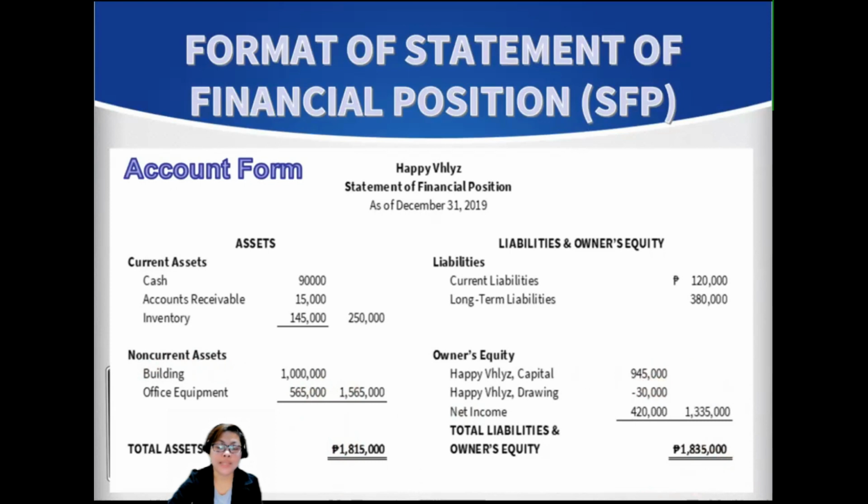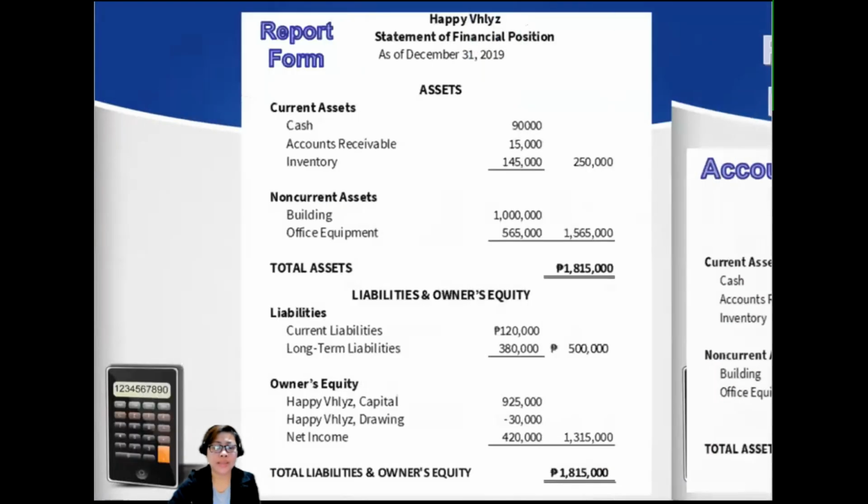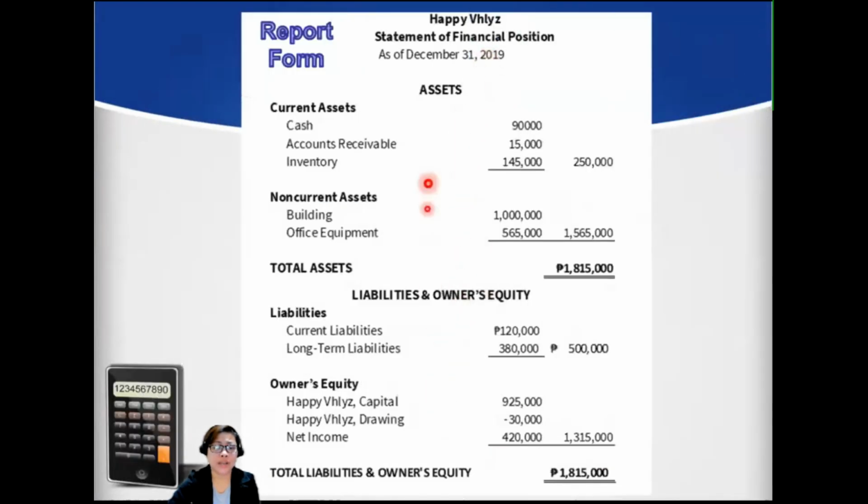For liabilities, they are arranged based on time of maturity, where the currently due are listed first. So the first liability to be settled will be listed first. And then, of course, we have owner's equity: the capital, before drawing, and net income. So this is an account form, a horizontal form. Then the vertical form is the report form.